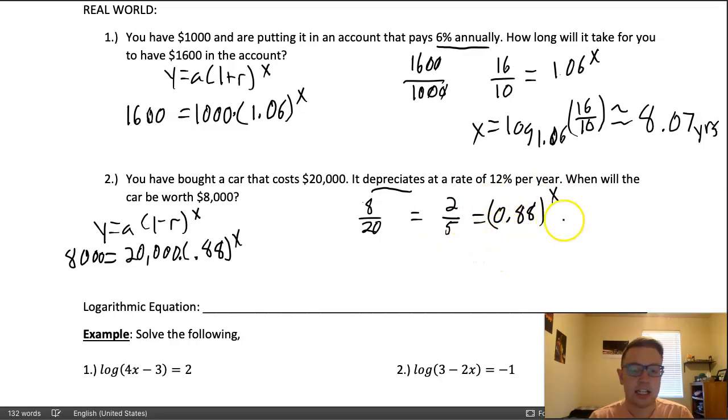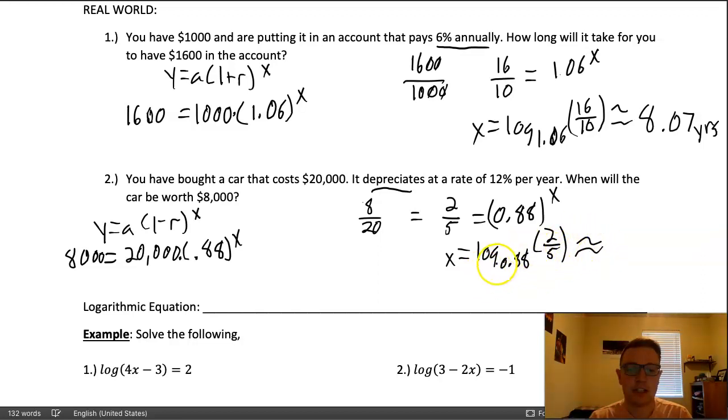Again, you're just going to take the logarithm base 0.88 to get this x out of the exponent. You'll get x is equal to log base 0.88 of 2 over 5. Put that into your calculators. Remember to use your change of base, so it's going to be log of the inside divided by log of the base, or log of 2/5 divided by log of 0.88.